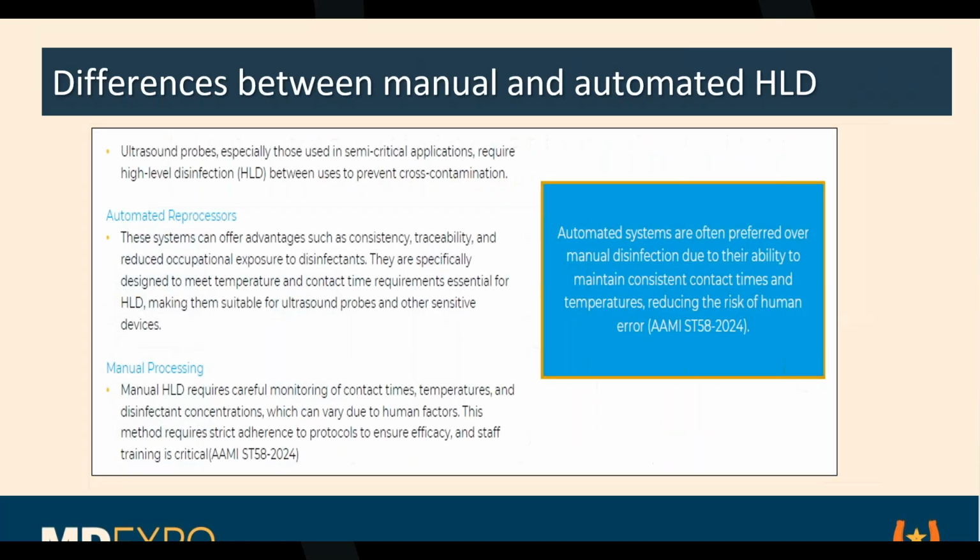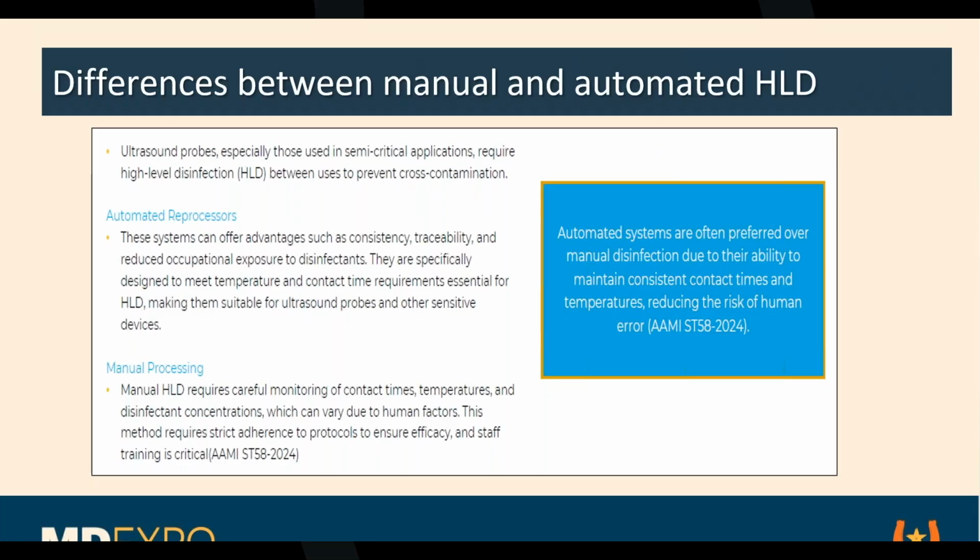But so, differences between manual and automated HLD, and we'll just go through this. The automated reprocessors do offer advantages: consistency, traceability, and reduced occupational exposure to disinfectants. Okay, that's true, and in some cases they offer more advantages.